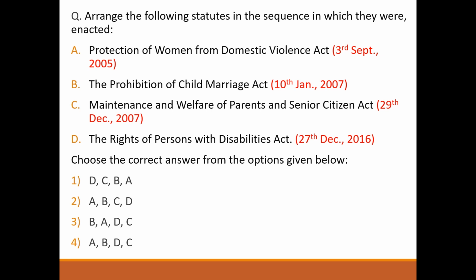Next question. Arrange the following statutes in the sequence in which they were enacted. Protection of Women from Domestic Violence Act, 3rd September 2005. The Prohibition of Child Marriage Act, 10th January 2007. Maintenance and Welfare of Parents and Senior Citizens Act, 29th December 2007. The Rights of Persons with Disabilities Act, 27th December 2016. So answer will be option number 2.